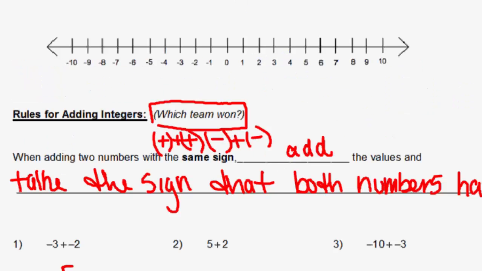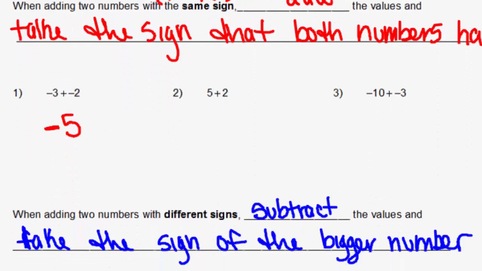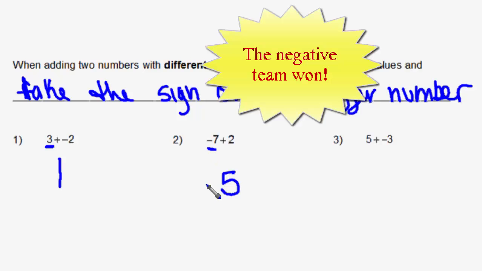Which team won? You're going to hear me say this a lot because that helps a lot when you are adding two different signs. So let's do our little which team won in example number 2. We have two different signs. Okay, I'm going to subtract those two numbers. 7 minus 2 is 5. And then which team won? Did the negative team have more or did the positive team have more? Well, my negative team is bigger. So that team wins. So my answer has to be negative. Okay, the negative team won.